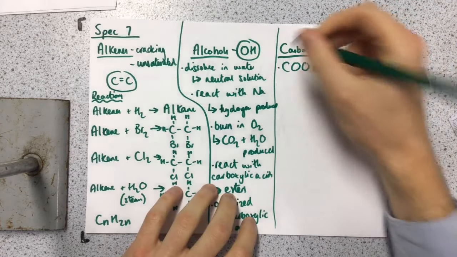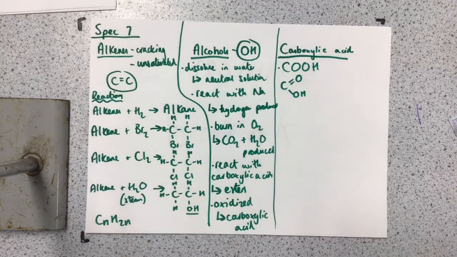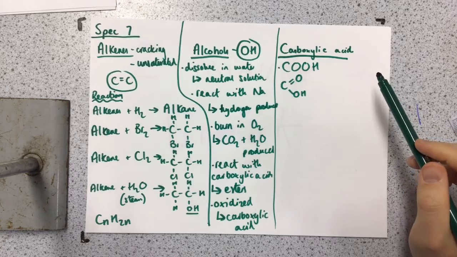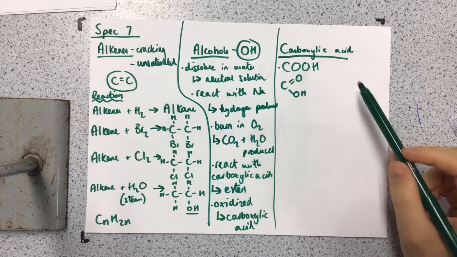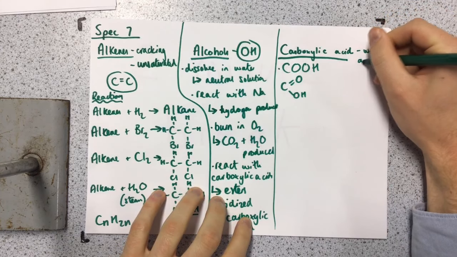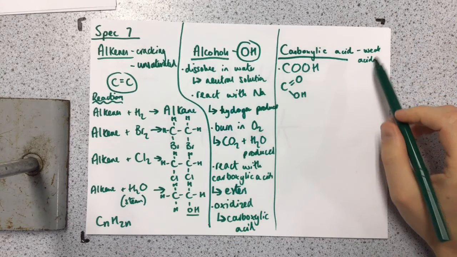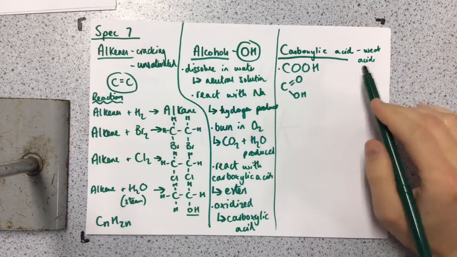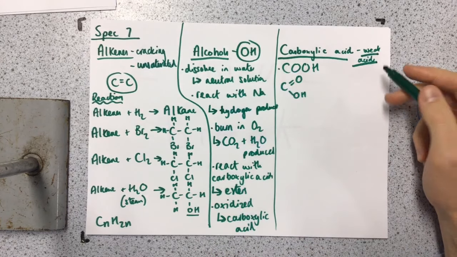COOH. That would look like this. So you've got a carbon double bond to an oxygen and a single bond onto that hydroxyl group, this OH group here. So these are weak acids. In comparison to things like hydrochloric acid, which would be a strong acid, these only partially dissociate into the ions. So that's where that term weak acid comes from. So a bit of paper 1 spec 4 stuff coming into it, because it's important.